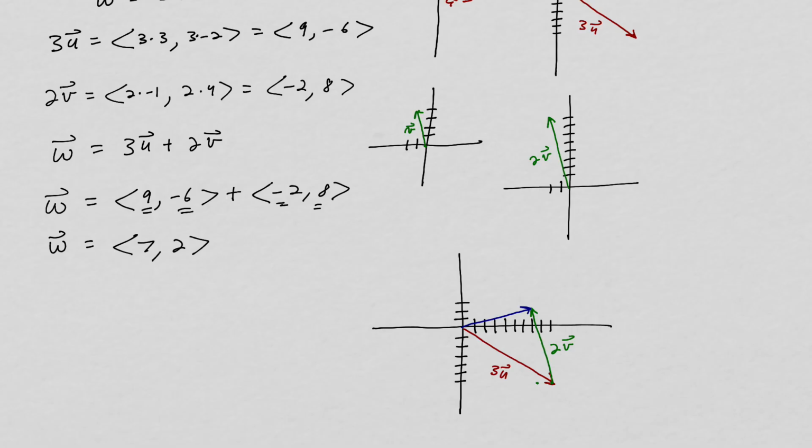And that's exactly what we got. It's 7, 2, right? So this w here has coordinates 7, 2. Or that's it. I shouldn't say coordinates, it has components, right? The x component of w is 7, and the y component of w is 2. Okay, so it fits together. The algebraic method matches what you'll get if you graph tip to tail.